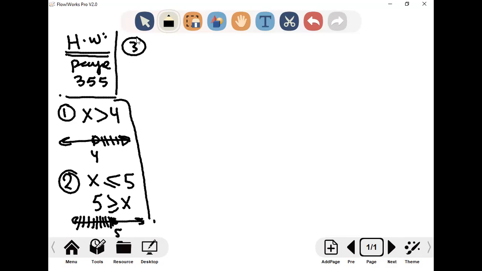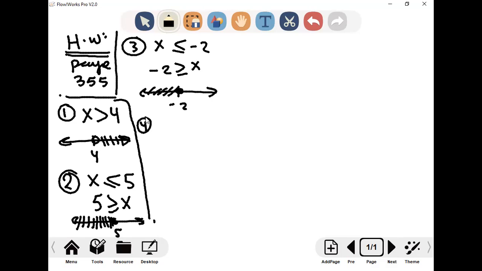Question 3. X less than or equal negative 2. Or you can write it like this. It is the same. This is negative 2. Close circle to the left also. Question 4.